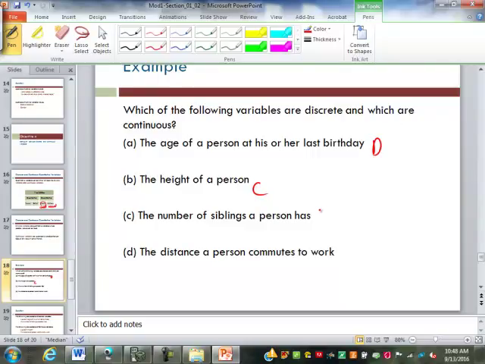Number of siblings, that's discrete. You're going to count the number of siblings you have. Distance a person commutes to work, that is continuous. Again, distances can have an infinite number of variations in length.